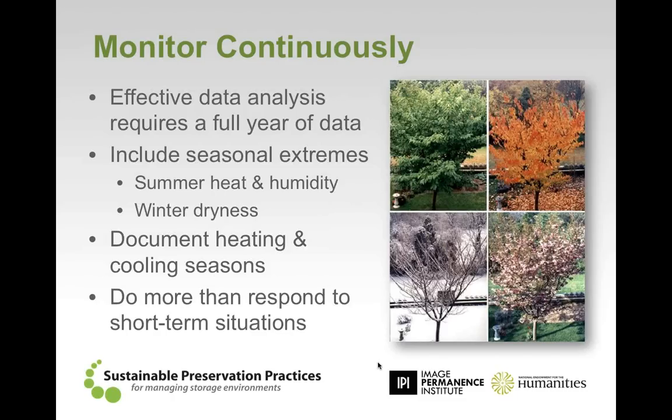Monitoring continuously. This is important. Get a logger and don't move it. There's absolutely no such thing as too much data. I don't think you'd ever hear me or Jeremy or Jim tell you that you have too much data in your collection. But you want to be smart about where you put it. Remember, months differ, seasons differ, years differ. You want to get a full year's worth of data out of your collection. So get that logger and leave it there.